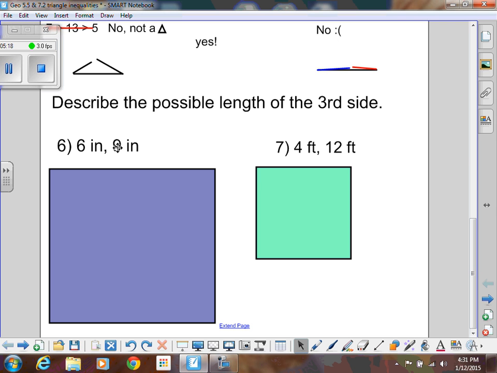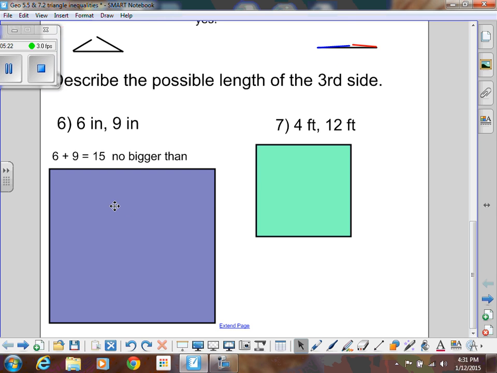So the largest possibility is if I were to add those two together. All right, so if I add 6 plus 9, then that's going to give me 15. So I don't want it to be any bigger than 15. Otherwise, those two aren't going to add up to be something bigger than the biggest side. All right, so 15, I can't go any bigger than 15.